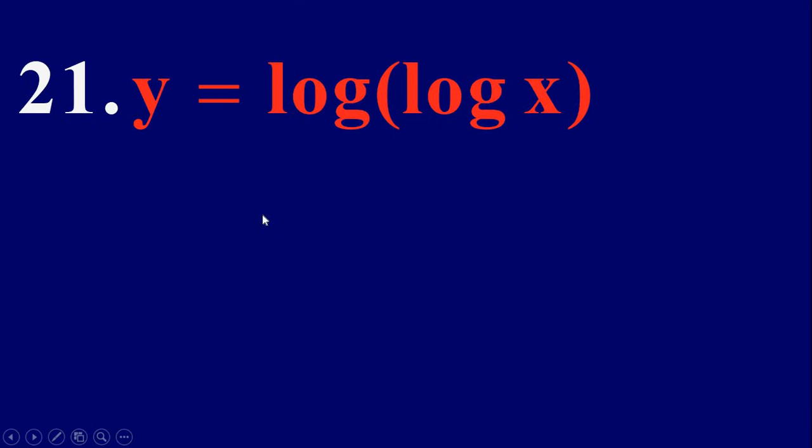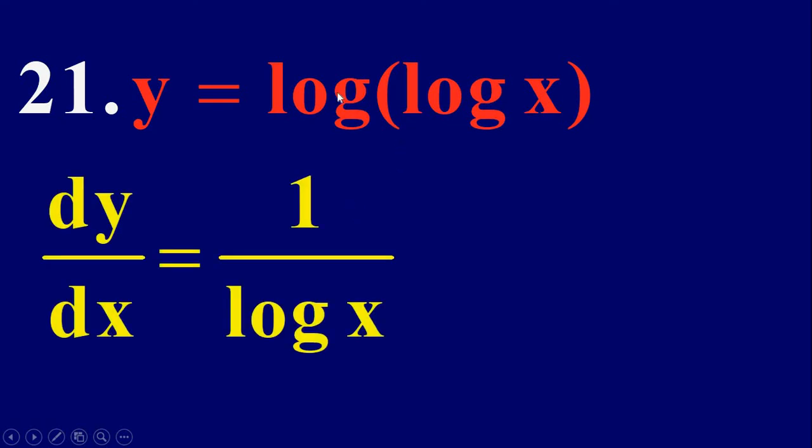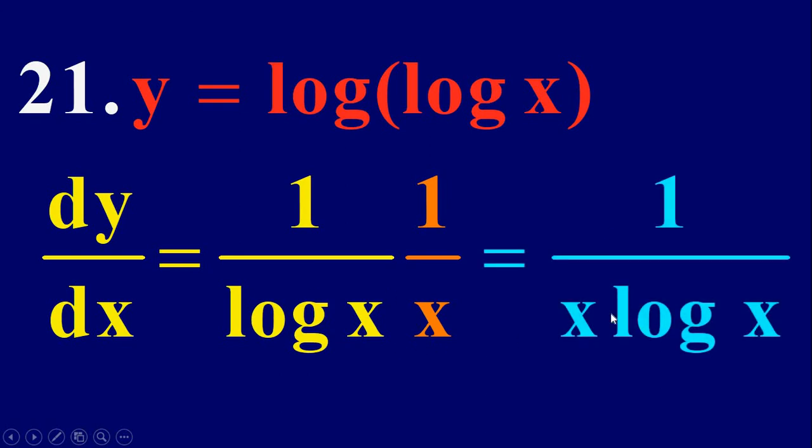So next question, y equal to log of log x. It is of the form log x, and log x differentiation is 1 by x, but in place of x we have to write log x. So therefore dy by dx is 1 by log x, and in place of x we have log x. Now differentiate log x again. Log x differentiation is 1 by x. So it is 1 by log x into 1 by x. Answer is 1 by x log x.